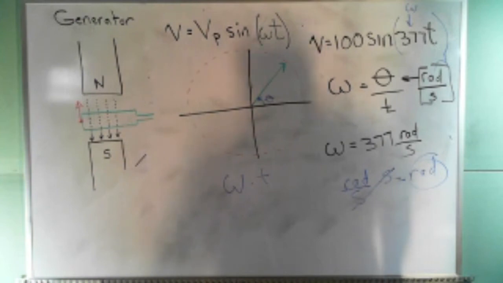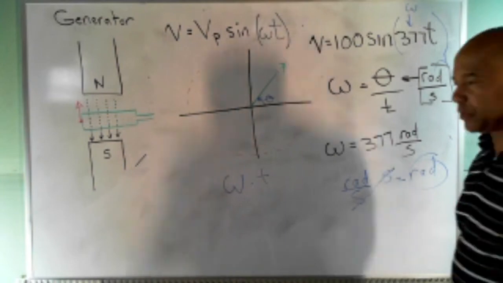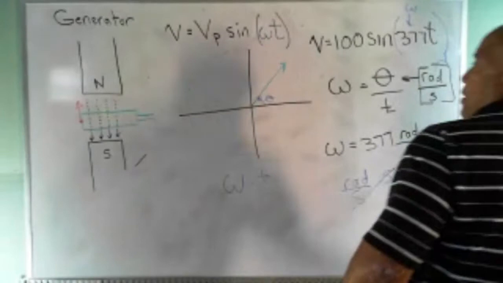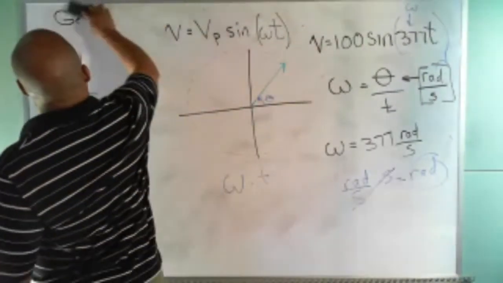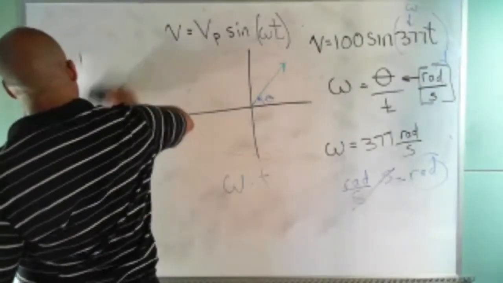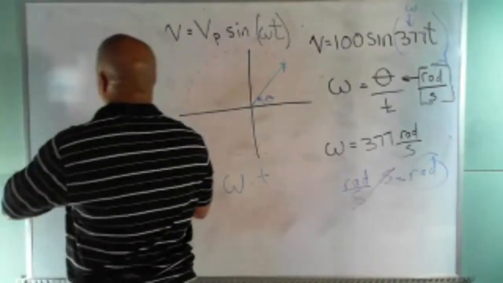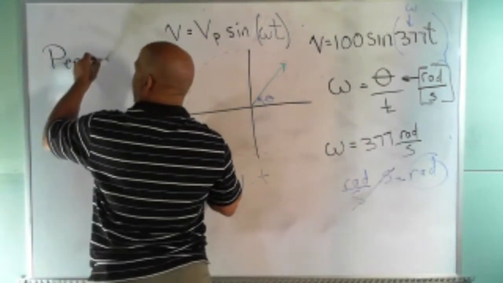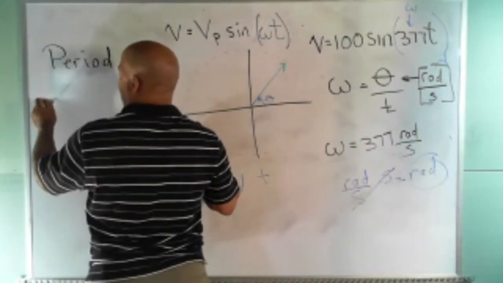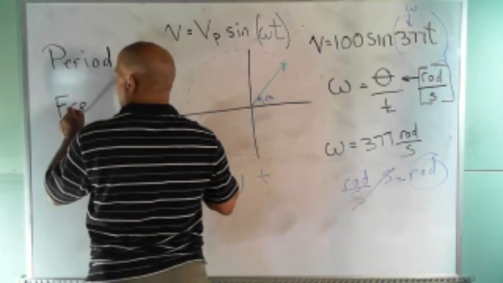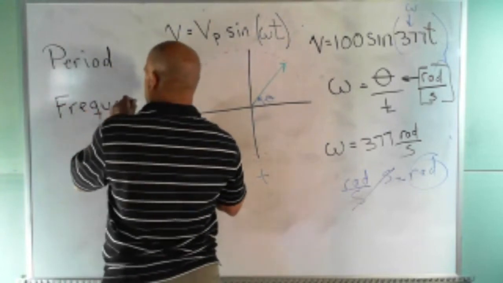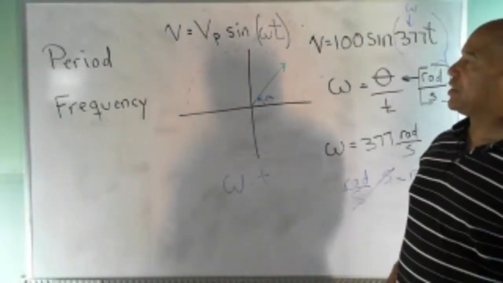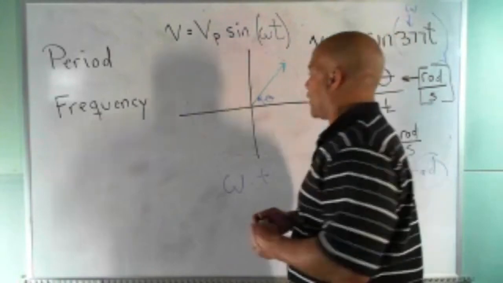Well, I want to introduce you to a couple more terms, AC terms. Two more. One is called the period, and the other term is called frequency. What is the meaning of period and what is the meaning of frequency? So let's look at that.